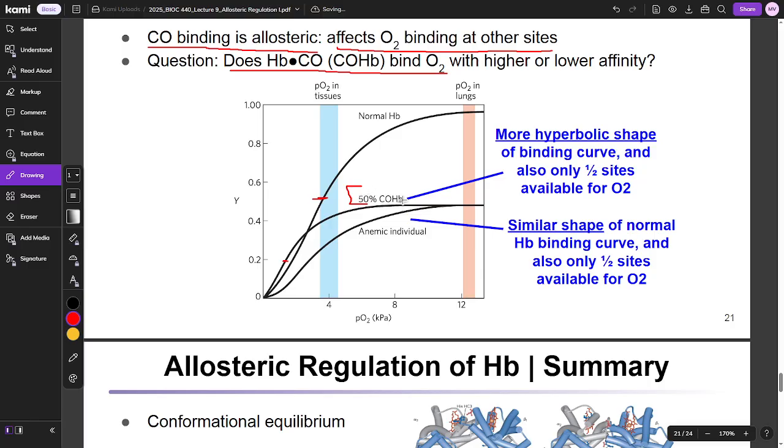However, what you should notice is that because we are taking up sites, 50% of carbon monoxide, because we are taking up sites where O2 can bind, we're actually dropping the possible max fractional occupancy available to us. So although the affinity is slightly higher, if you have carbon monoxide, it's actually detrimental because you're just binding less O2 in general. So that's why it's deadly, even though it does seem to cause a slightly increased affinity.